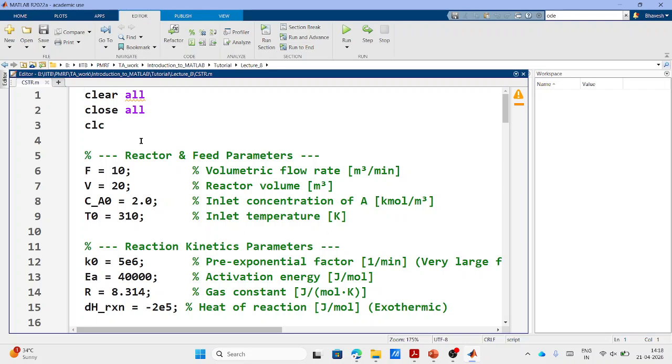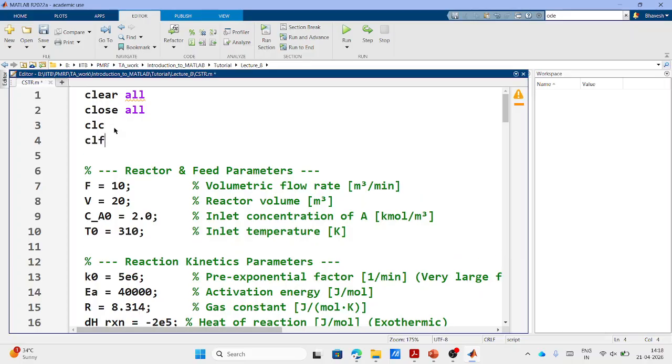So first, at the starting of the script, I am removing all the previous variables, closing all the figures, and clearing out the command prompt. You can do clf also. So clf will close all the figures. Okay. So this is what you have done.